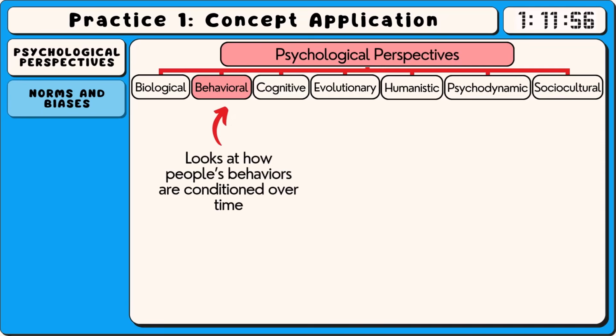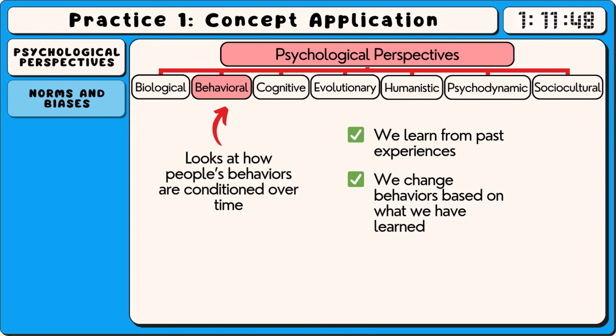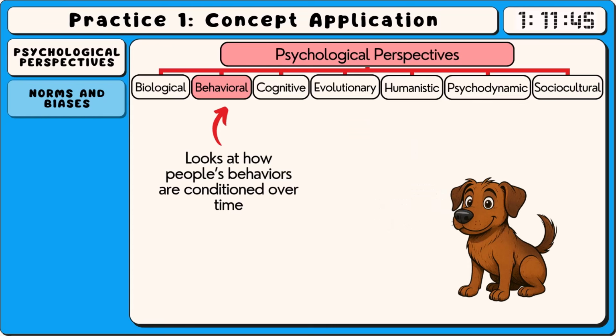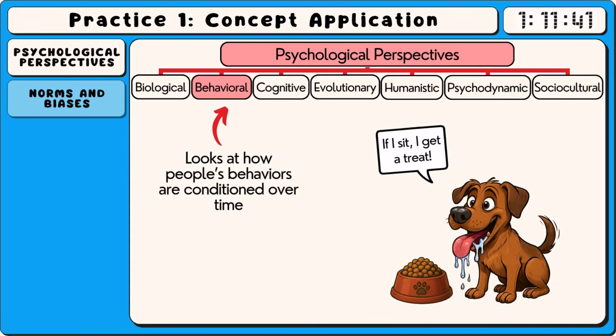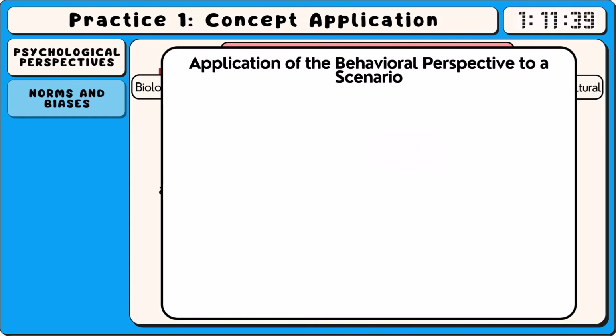The behavioral perspective looks at how people's behaviors are conditioned over time. It examines how we learn from past experiences and change our behaviors based on what we have learned. For example, a dog may learn to sit because it realizes it gets a treat every time it sits down. Let's apply this to a scenario.